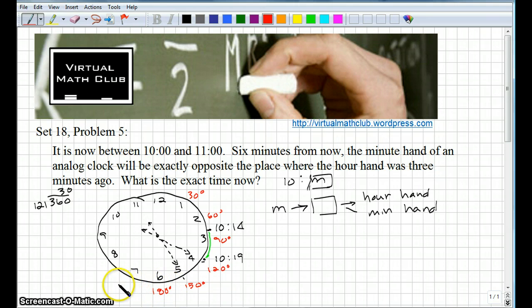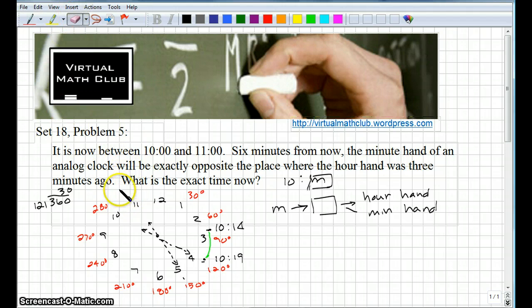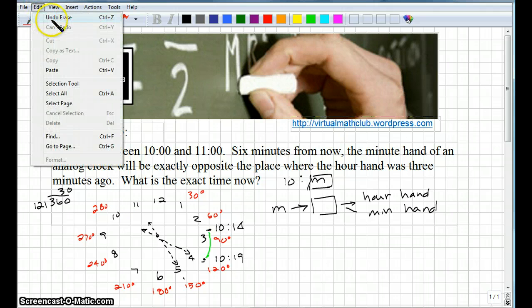And we have 210 degrees, 240 degrees, 270 degrees, 280 degrees, 290. Whoops, what am I doing? Hold on, I've gone crazy. Oh, darn it. And undo.